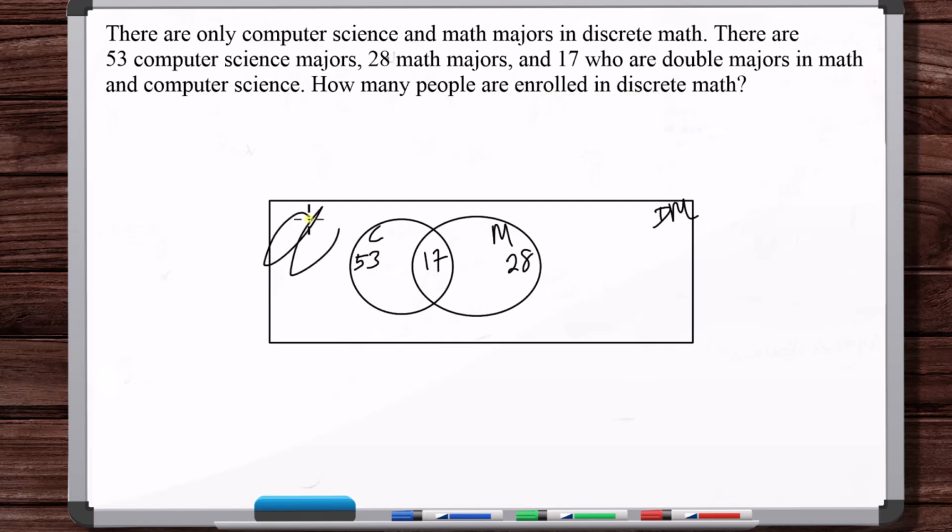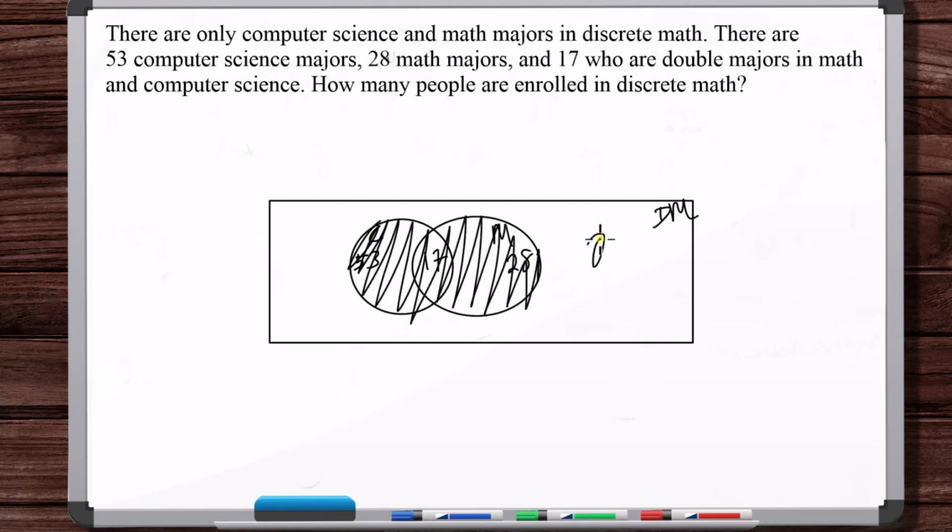So how many people are enrolled in discrete math? I didn't draw this right. We're looking for this, C union M, and out here is 0. It's kind of confusing because every single person enrolled in the class is a computer science or math major. So we want C union M.